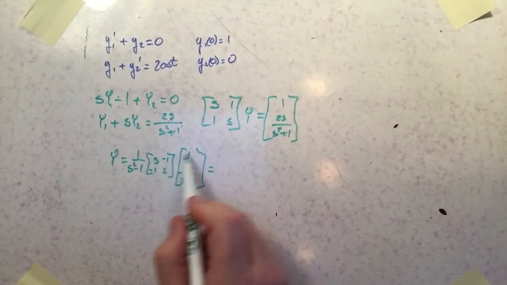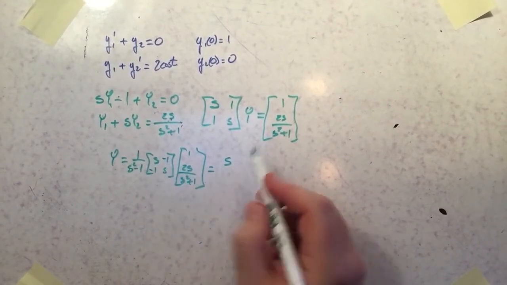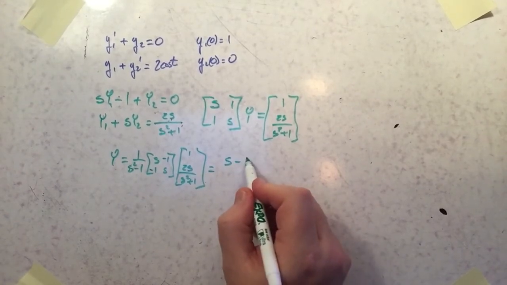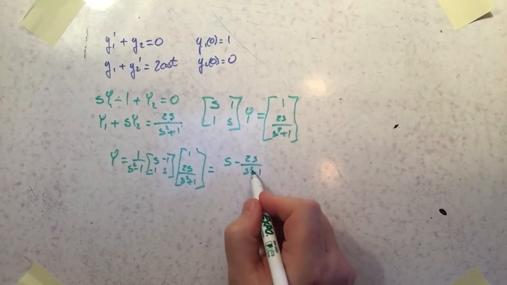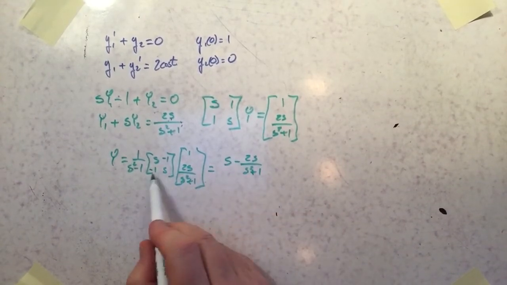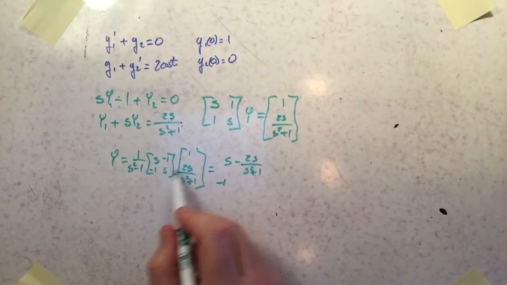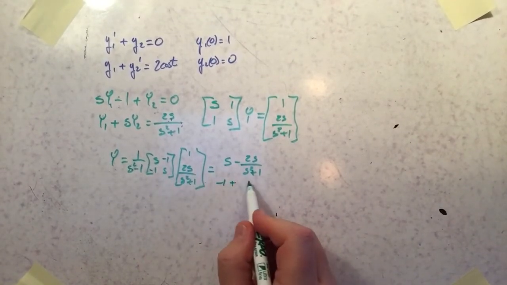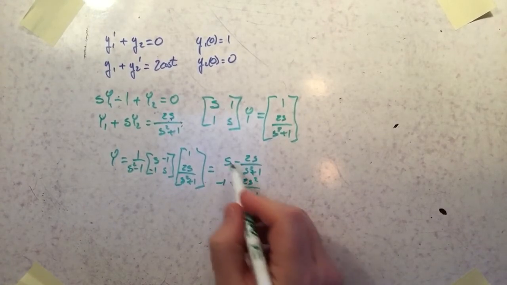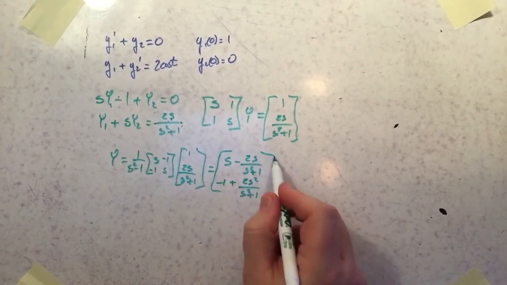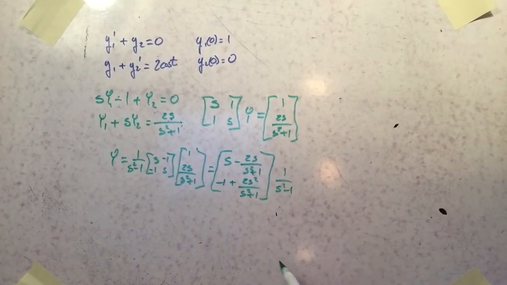So this is going to be first s times 1, that'll be the first term in the upper, and then minus 1 times this, so it's minus 2s over s squared plus 1. And that's the top term. The bottom term is going to be the bottom line times this, so it'll be negative 1, and then plus s times 2s, so 2s squared over s squared plus 1. And then once I work all this out, it'll still be times 1 over s squared minus 1.